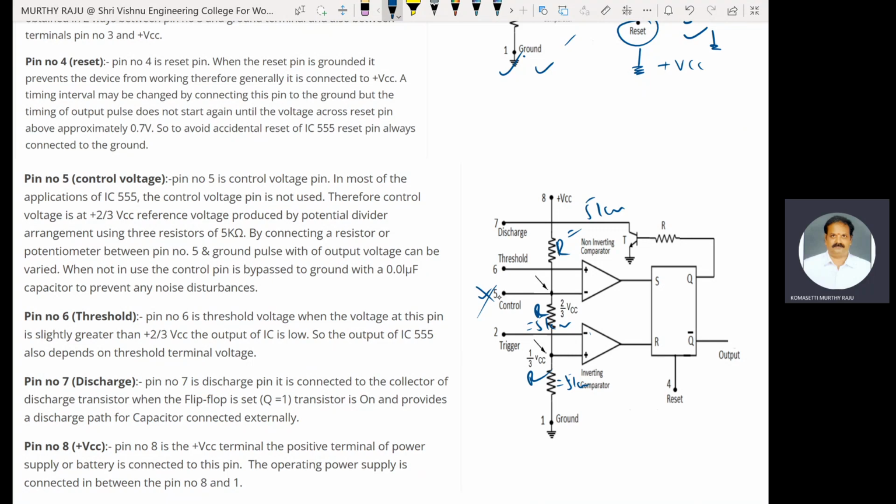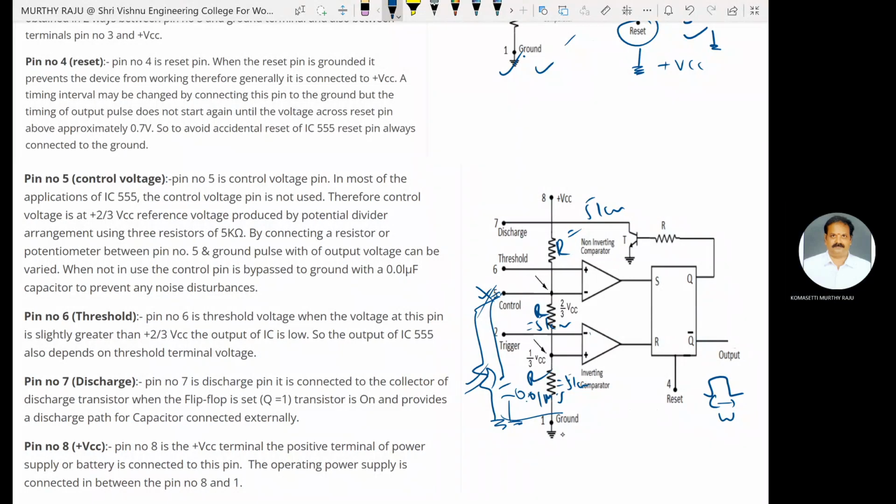Suppose a pulse is produced; this is the width of the pulse. The pulse width can be varied by using this arrangement. When not in use, the control pin is bypassed to ground with a capacitor of 0.01 microfarad to avoid disturbances. By varying the potentiometer between control pin 5 and the ground, the width of the pulse produced at the output of the 555 timer changes.